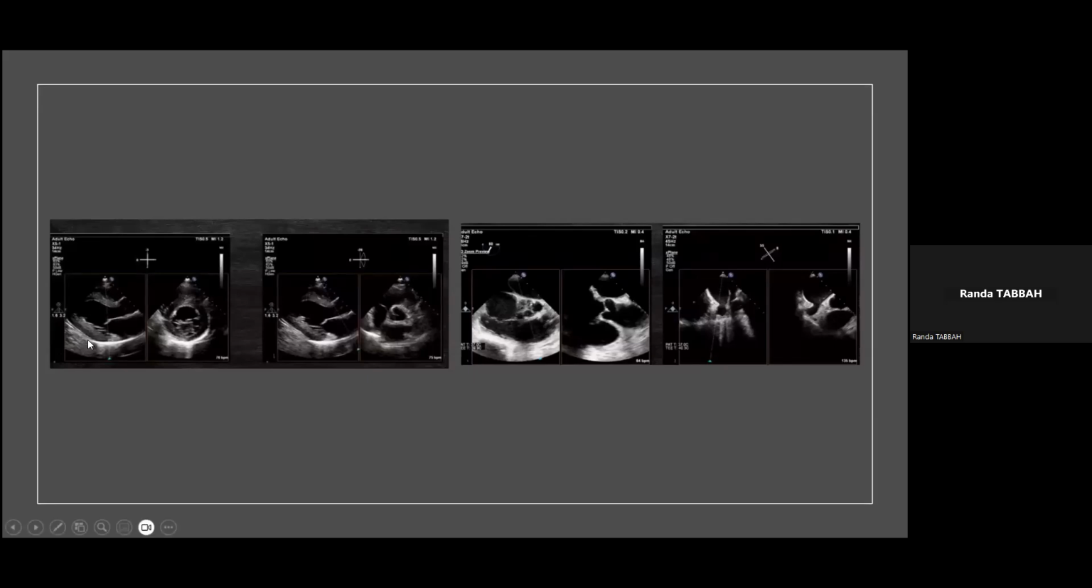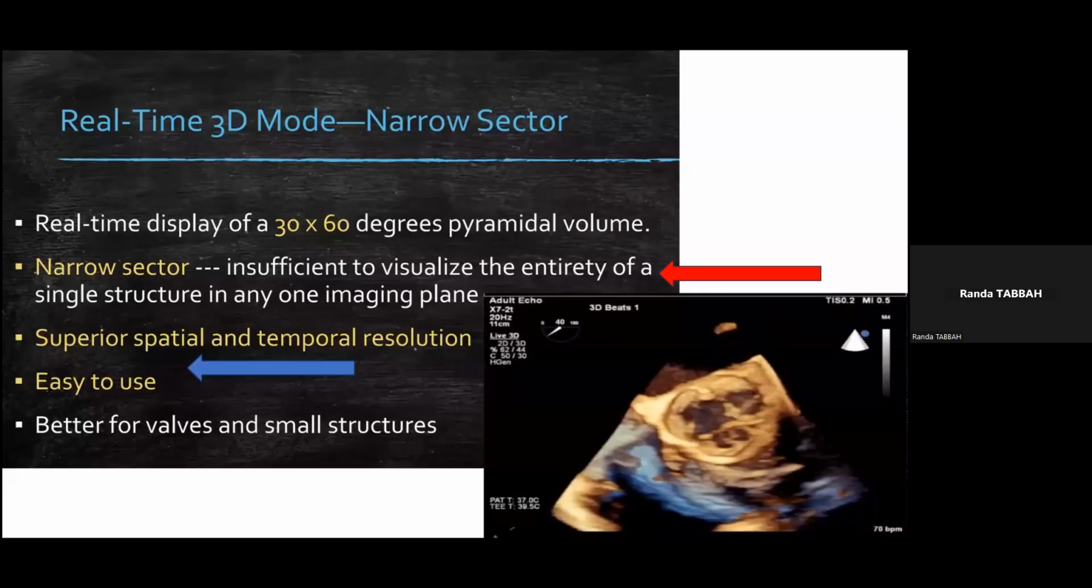Here, for example, we have the parasternal long axis. We can see the short axis. We can also see here, for example, from the parasternal long axis, the aorta. So with one view, we can see other views. That's the multiplane images.